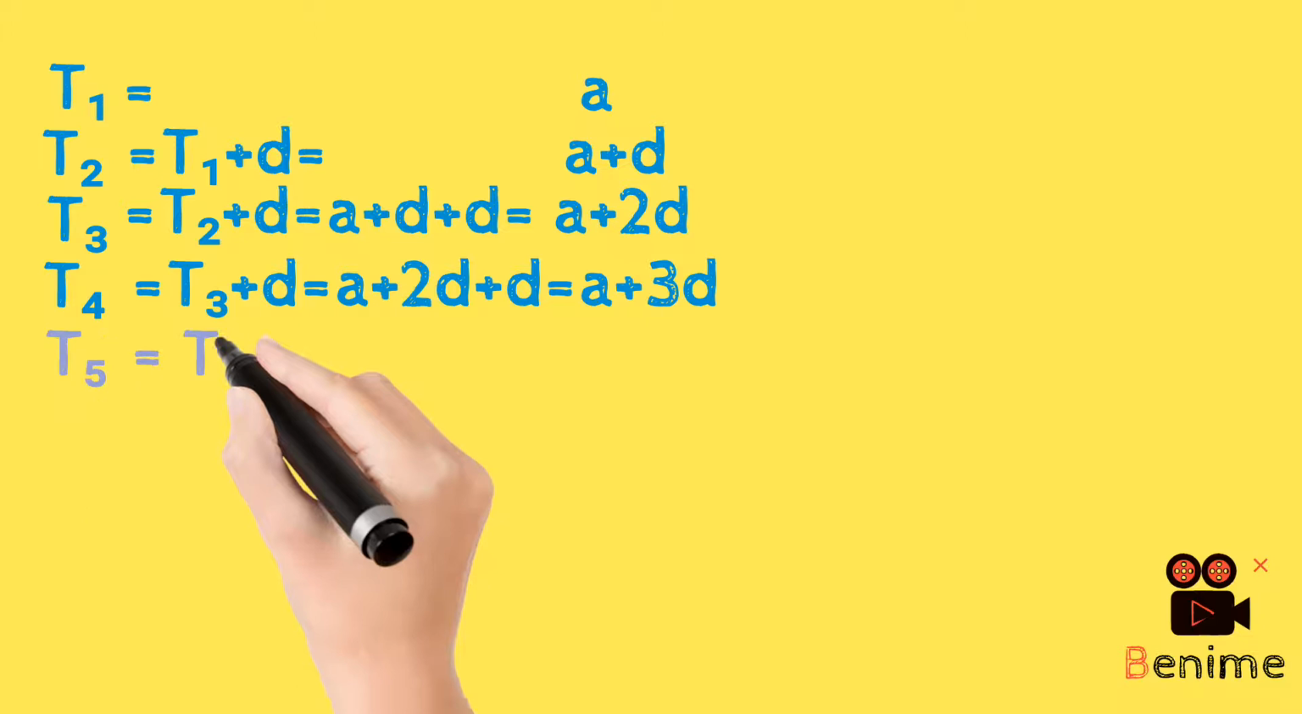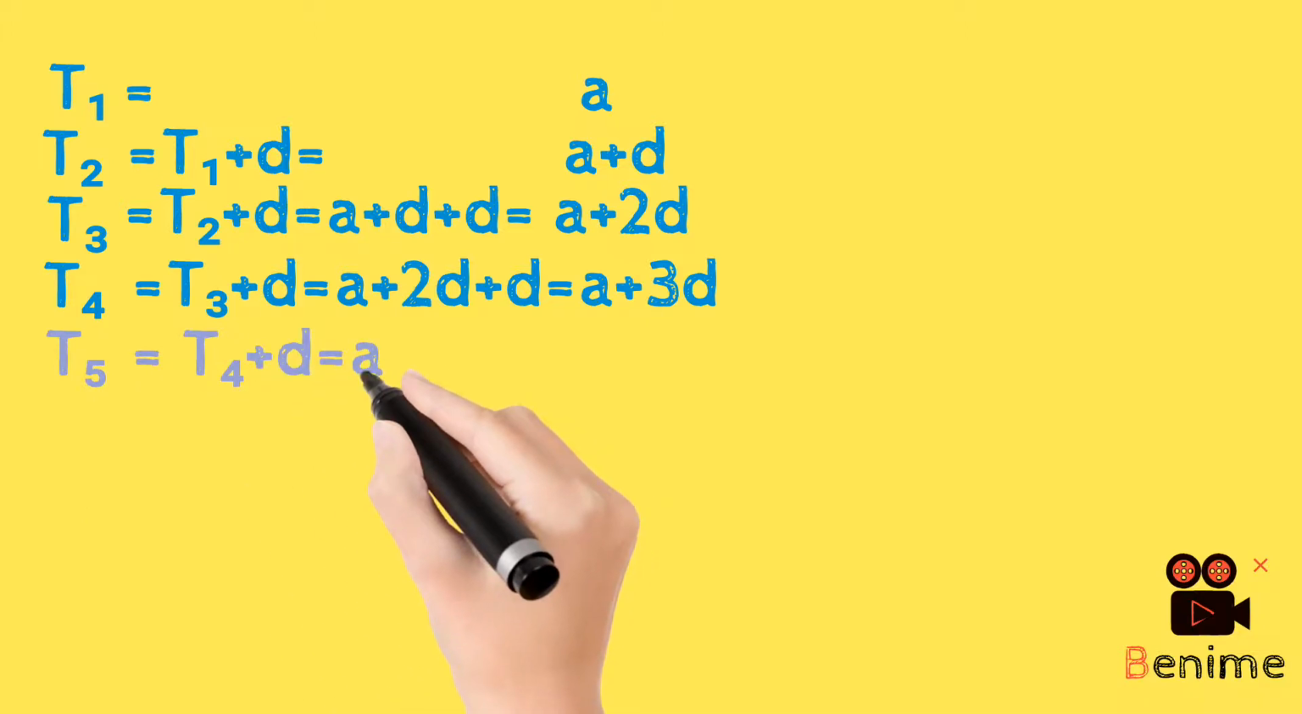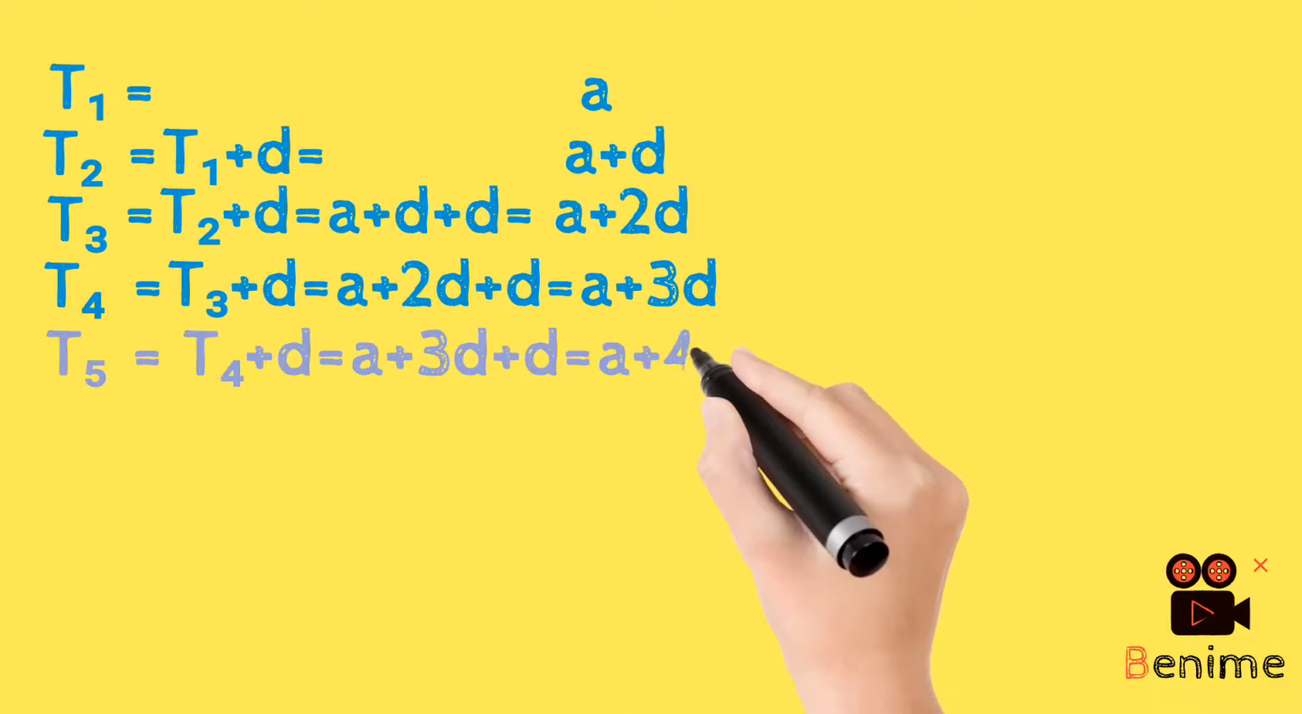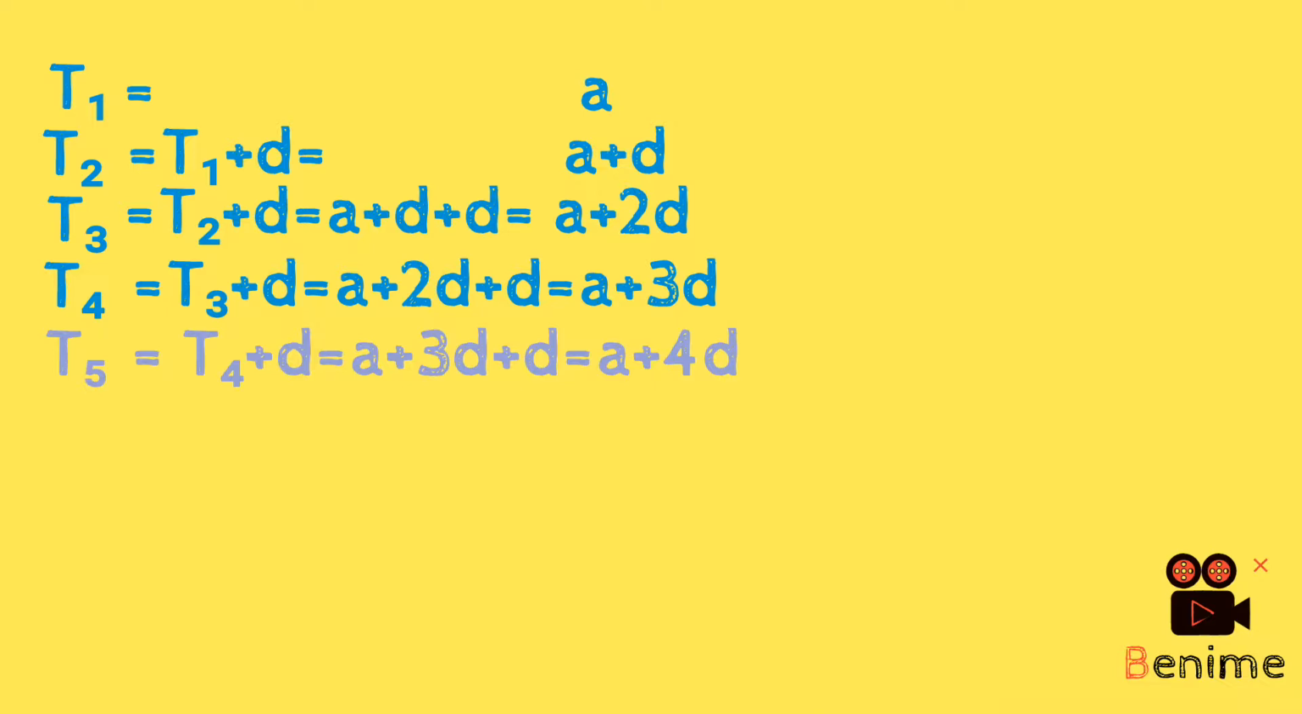Now to get T5, you add D to T4. That will be A plus 3D plus D, that will be A plus 4D. So you can see, for the fifth term, it was A plus 4D. For the fourth term, it was A plus 3D. For the third term, it was A plus 2D. For the fifth term, the coefficient of D is reduced by 1, from 5 to 4. For the fourth term, the coefficient of D is reduced by 1 to 3. For the third term, the coefficient of D is reduced by 1 to 2, and so on.